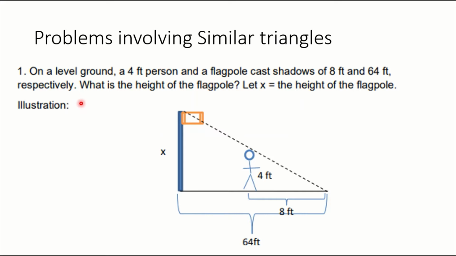On a level ground, a 4-feet person and a flagpole cast shadows of 8 feet and 64 feet respectively. What is the height of the flagpole? Let x be the height of the flagpole. So this is the illustration. This one is the person and this is the flagpole.